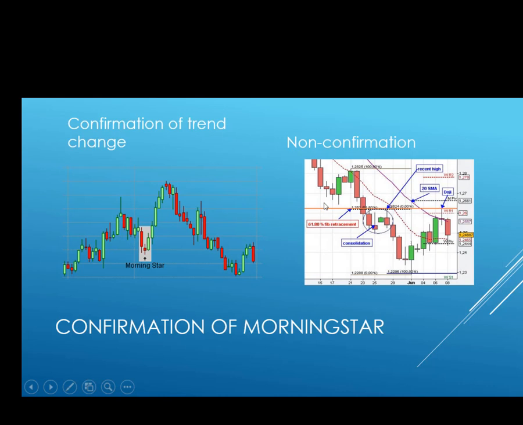Here's a non-confirmation pattern, a little more clear representation. We see that we have a bearish condition going on here, consolidation or the morning star position. It looks like we might be getting a reversal, but we don't. On the third and fourth days, we're getting that bearish movement.